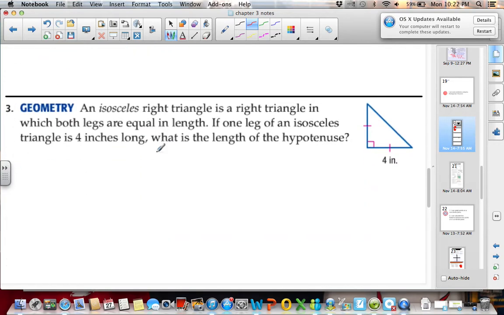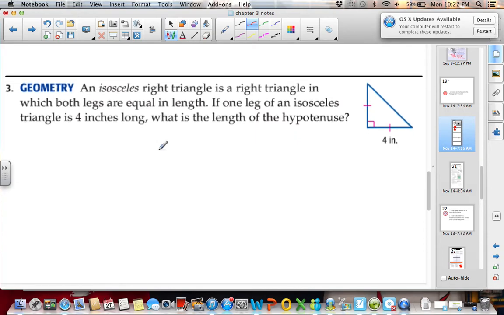Okay, number 3. An isosceles right triangle is a right triangle in which both legs are equal in length. If one leg of an isosceles is 4 inches, what is the length of the hypotenuse? Well, we know that these are exactly the same, so we're going to label this right away as 4 inches. Okay, so am I given both of my legs? Am I given a leg and a hypotenuse?